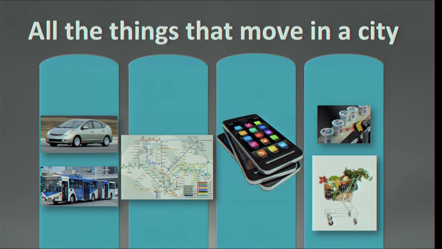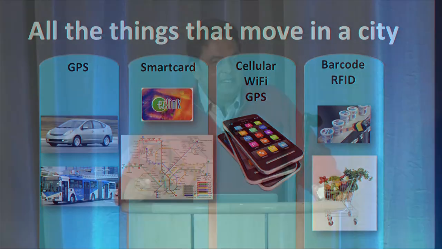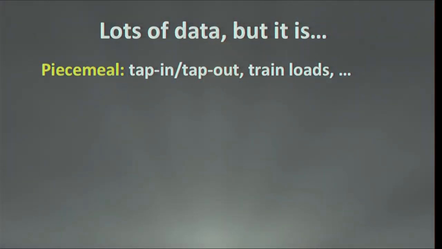There are many other things that move, but these things in particular carry labels on them that are emitting signatures as they move, right? Now, it looks like there's a lot of data to play with, okay? So we should be able to get our hands around all of the traffic problems, among other things. But the problem with data in this sort of world is it's piecemeal. So you see a person tapping into a train station and then tapping out, you don't know how they went, okay? You don't have sensors on the platform.